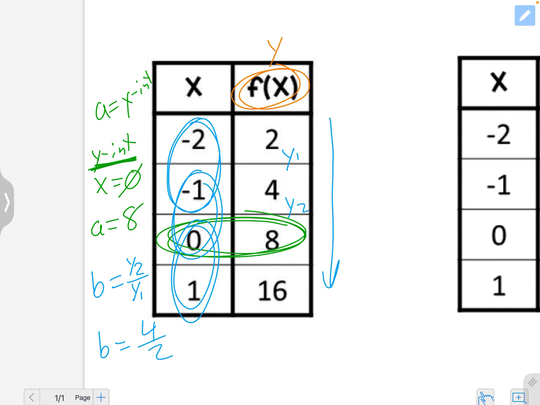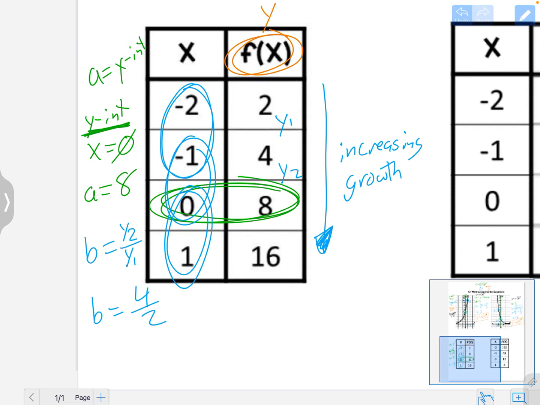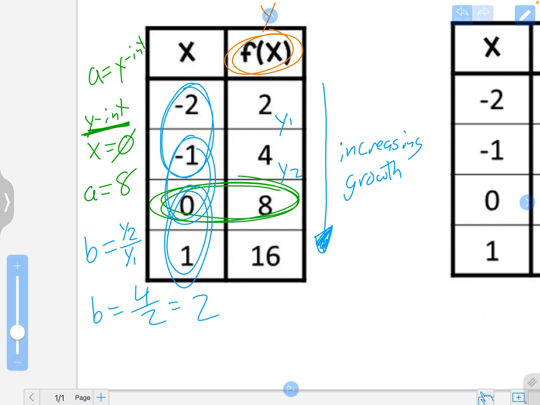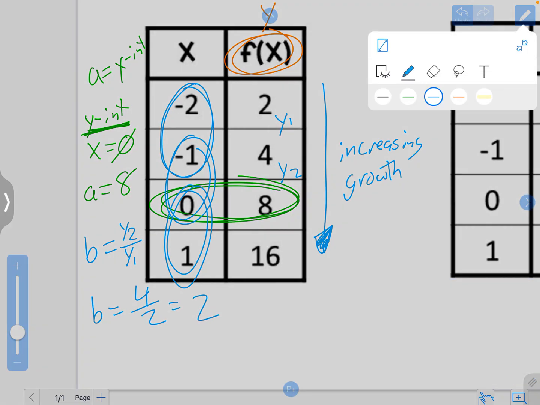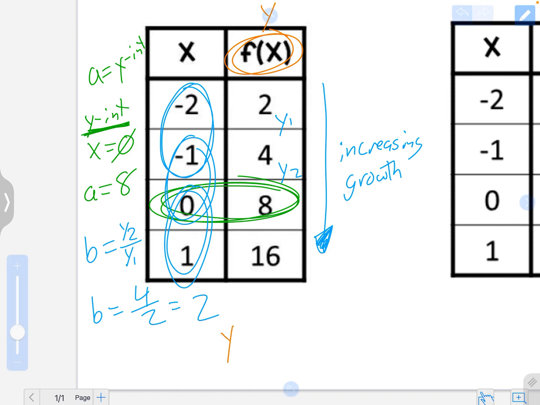And what we notice is as we're going down our table, this is increasing. So because it's increasing, we know it's going to be a growth graph. So I know that my b has got to be greater than 1. So 4 divided by 2 is 2. And now I can write my equation. So y equals 8 parentheses 2 to the x.